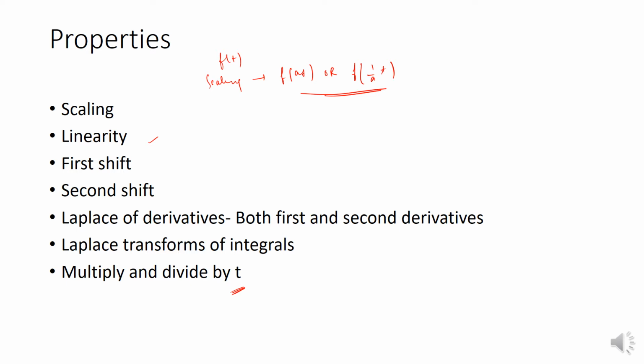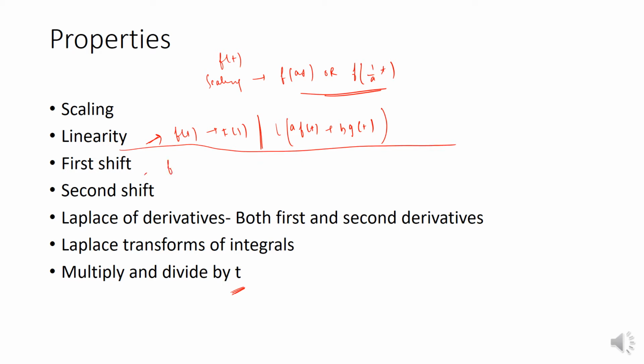Linearity means, suppose f of t gets transformed to F of s. Now suppose I have a into f of t plus b into g of t, and I want to find the Laplace transform of this, how will I find it? That comes under linearity. First shift: suppose I have a signal f of t and its Laplace transform is F of s. How will the Laplace transform of e power at into f of t or e power minus at into f of t look like? So this is first shifting.